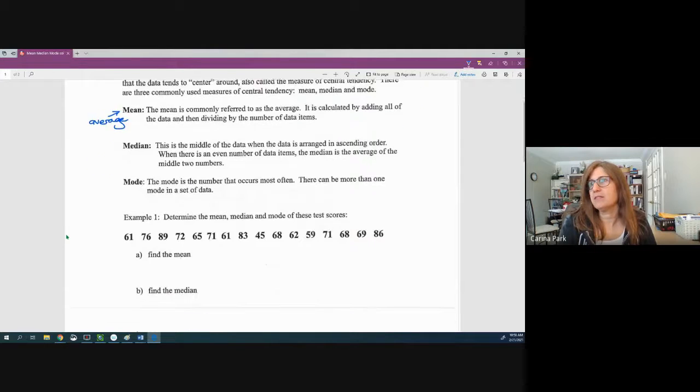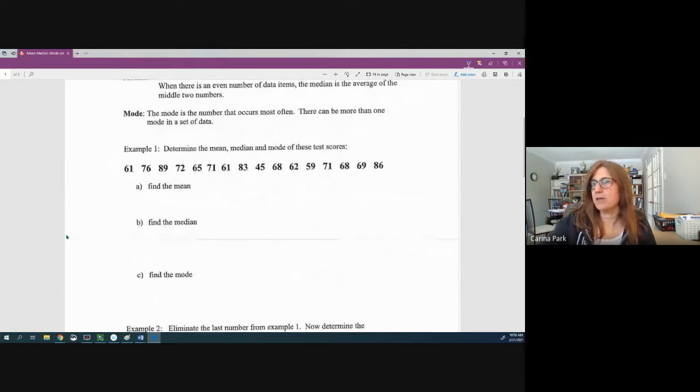So in example one, this is from your booklet, you've got all of these scores. To figure out the mean, which is the average, we add them all up and divide by the number of numbers, right? So like if you wrote two quizzes and you got a 10% on one quiz and 100% on the other quiz, then to figure out your average, you would add up the two quizzes and divide by 2. Same thing when you have lots of data points. You add them all up and divide by the number of points. I've already counted these, so there are 16 data points.